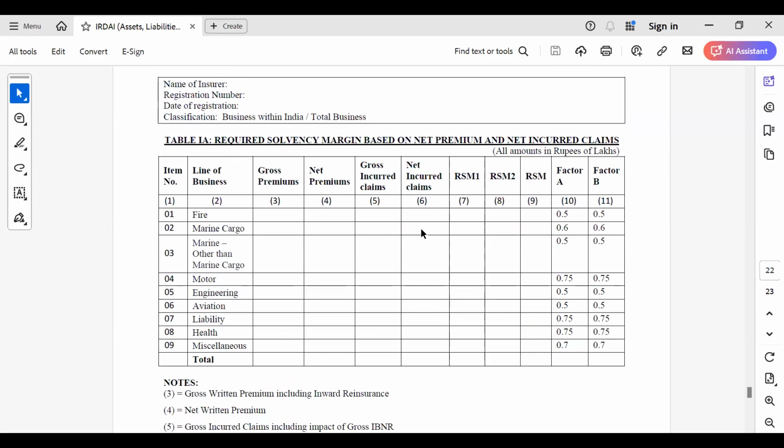So, sir, I think this is over from my side. Does anyone have any doubt, anything to be asked? Ramesh, sir? Will there be anything regarding IFRS?